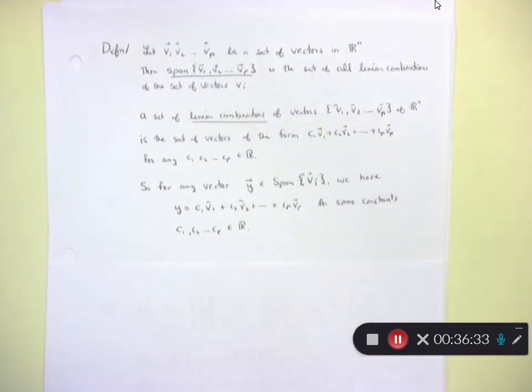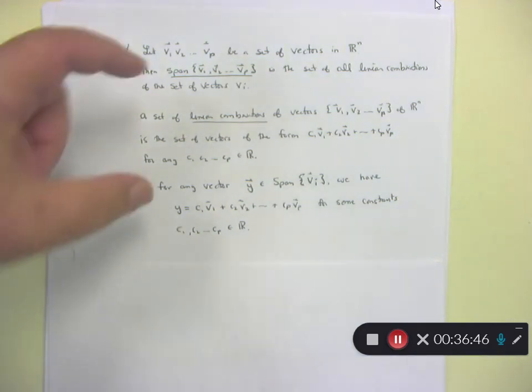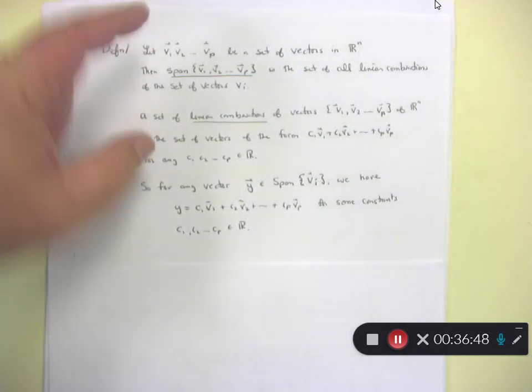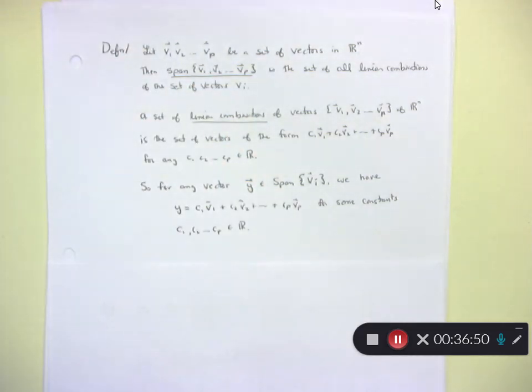Definition. Okay? Let V1, V2, all the way out to VP be a set of vectors in Rn. Rn means each one of them has n components. There are p of these vectors. The first definition that we're going to talk about is the word span.